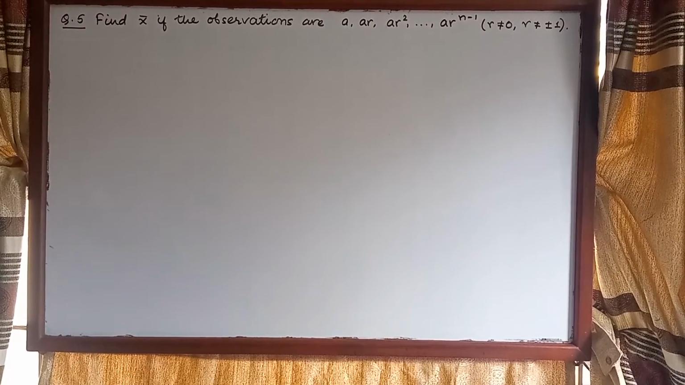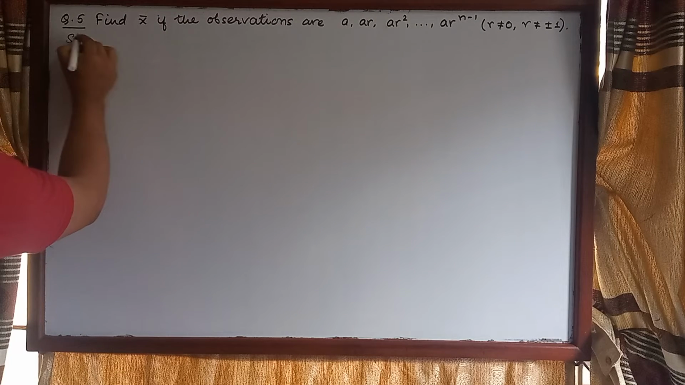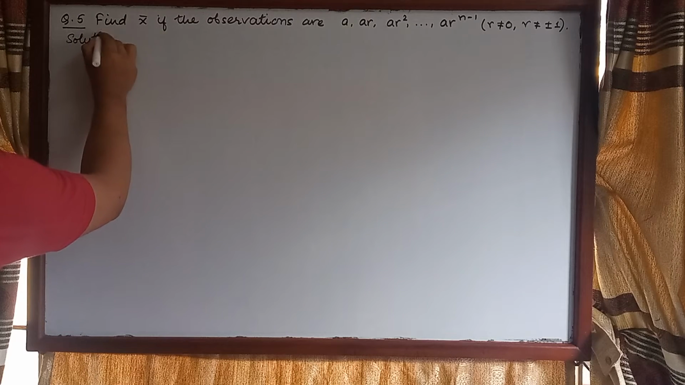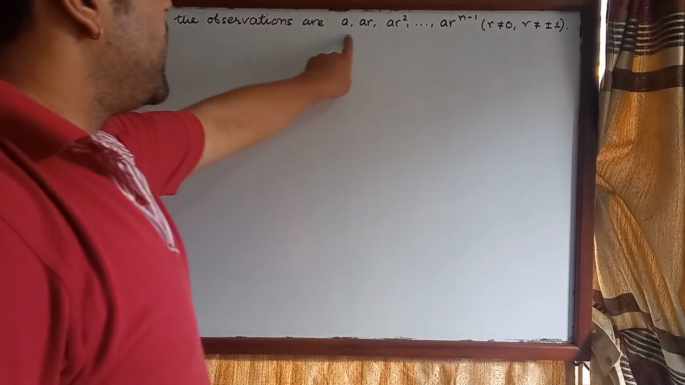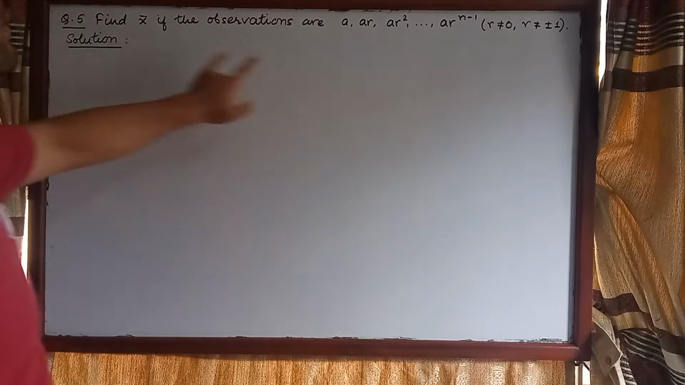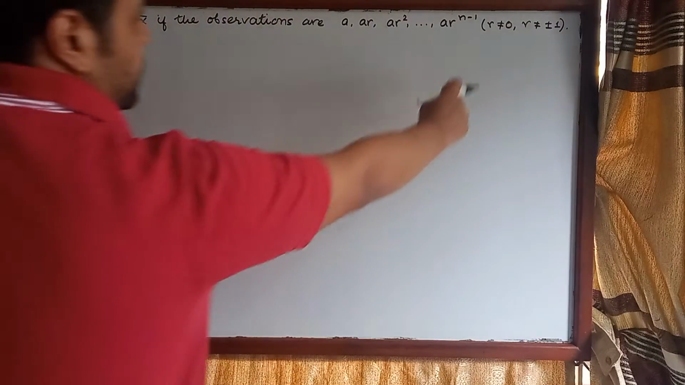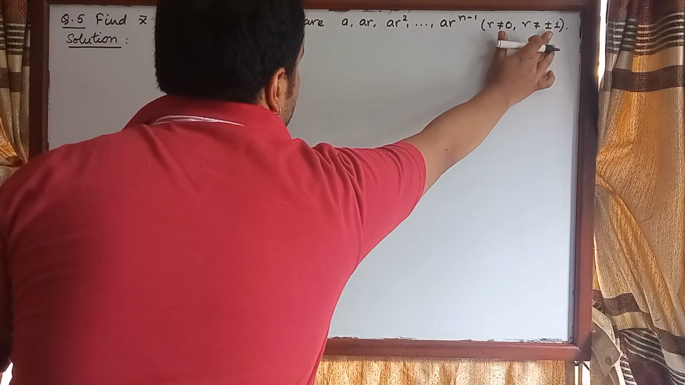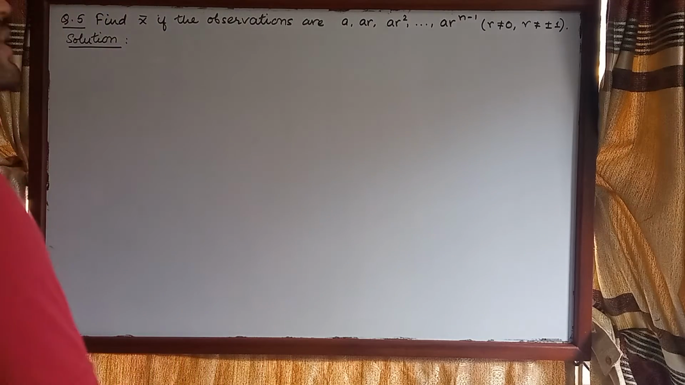This is another question I want to discuss. It's a very simple question. We need to find the arithmetic mean of this observation. Since r is not equal to 0 and not equal to plus or minus 1, this is a geometric sequence, a finite geometric sequence.